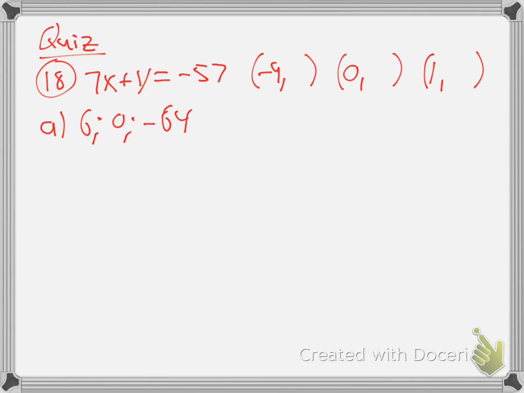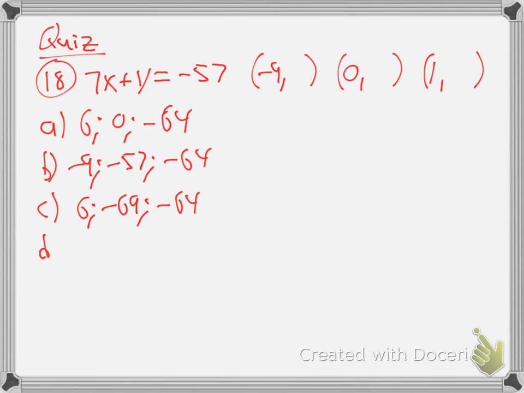These are kind of tough, aren't they? Kind of tedious. Looks like you guys figured it out, though. Minus 57, minus 64. Just writing it down is tedious. 6 minus 69 minus 64. And 6 minus 57. Minus 64. Okay. There we go. Got it written down.